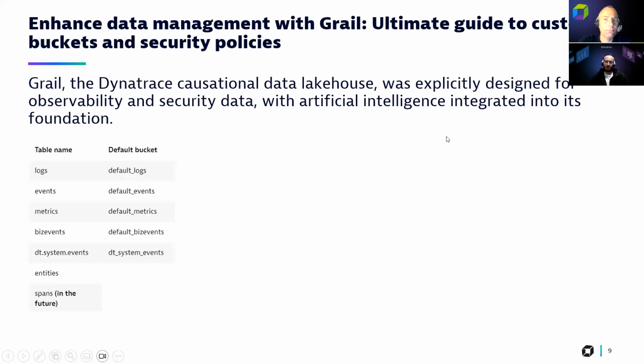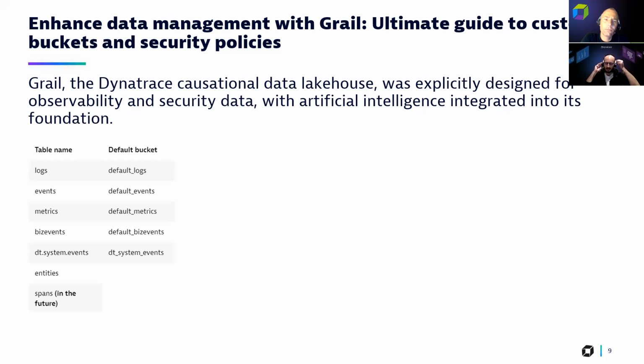In the product news section, we have a great blog post by our product management team, where we talk about the data management system in Grail. We explain the ultimate guide: custom buckets, security policies, security contexts, and how you can use them in Grail, how you can assign buckets to your teams, or assign policies to your teams with more granular permissions.